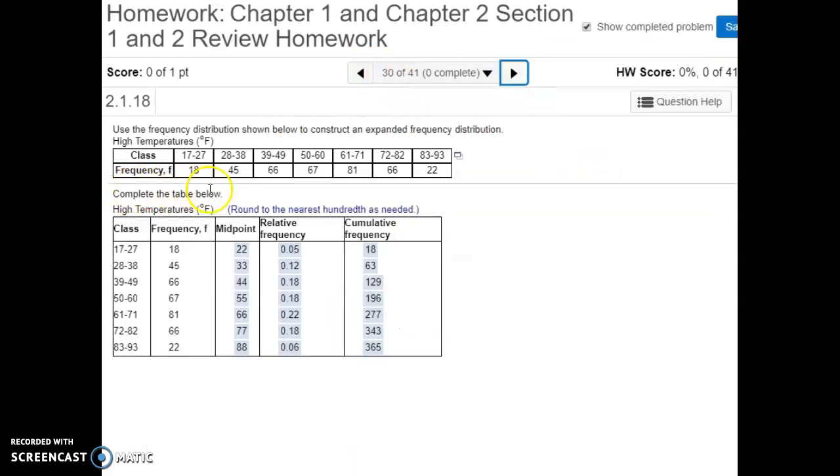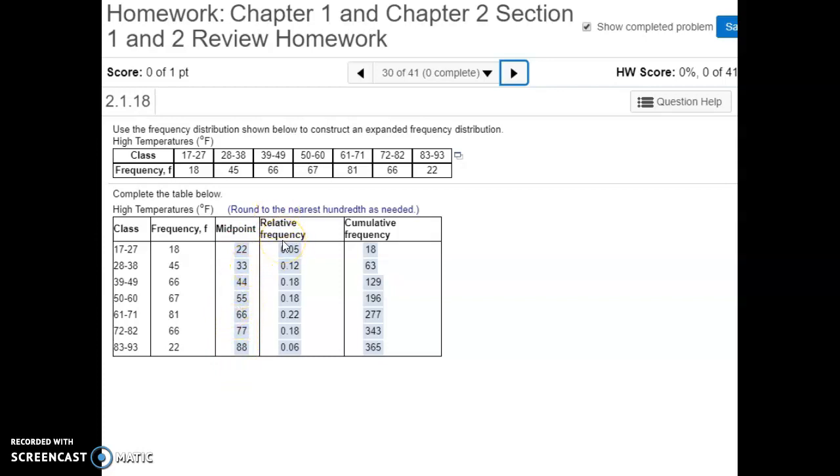In 30, we have a frequency distribution, and we're going to create an expanded frequency distribution. And so here we have the same classes that were listed up here vertically now, the same frequencies that were listed here. And then first the midpoint. So 17 to 27 is a total of 10. All of these classes have a total of 10. So half of that would be 5. So 5 more than the lower bound would give us the midpoint. So 5 more than 17 is 22. 5 more than 28 is 33, and so on. The point right in the middle.